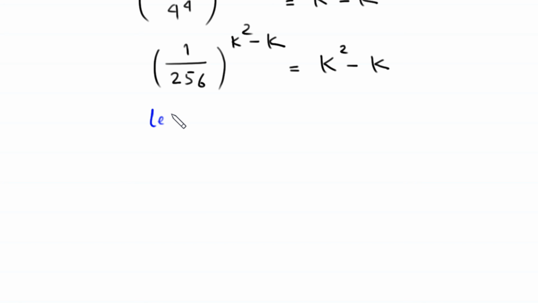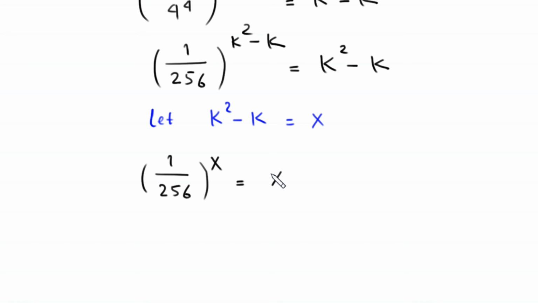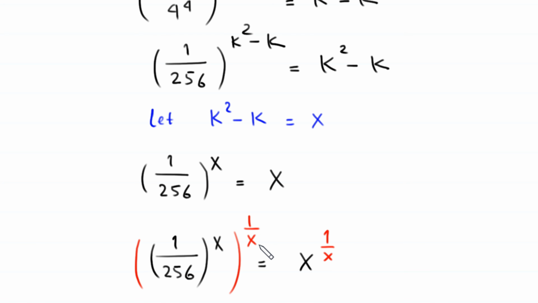Now we suppose that k squared minus k is equal to x. So the equation will become 1 over 256 whole to the power x is equal to x. Now we take power 1 over x on both sides. This will become 1 over 256 whole to the power x is equal to x, and we take power 1 over x on the right hand side, and we take power 1 over x on the left hand side.